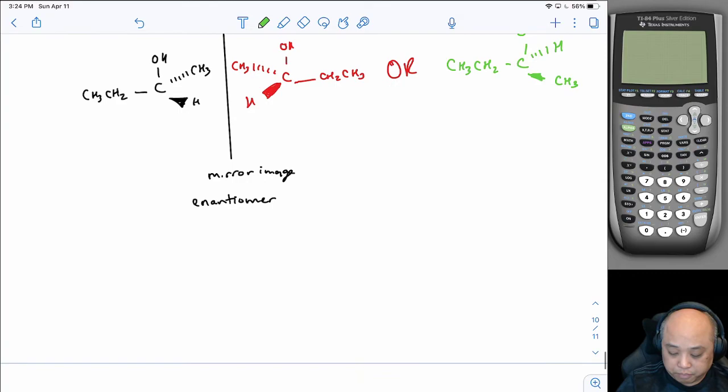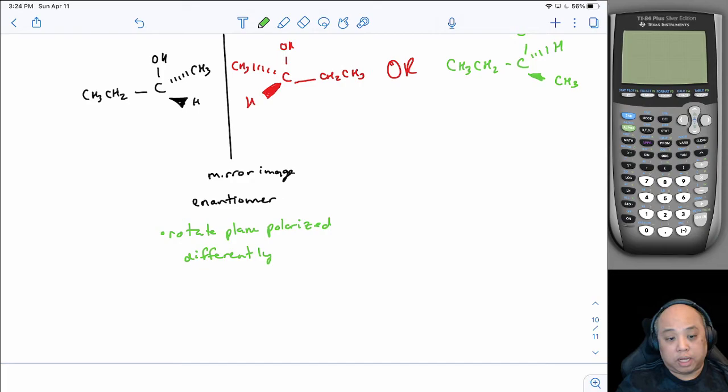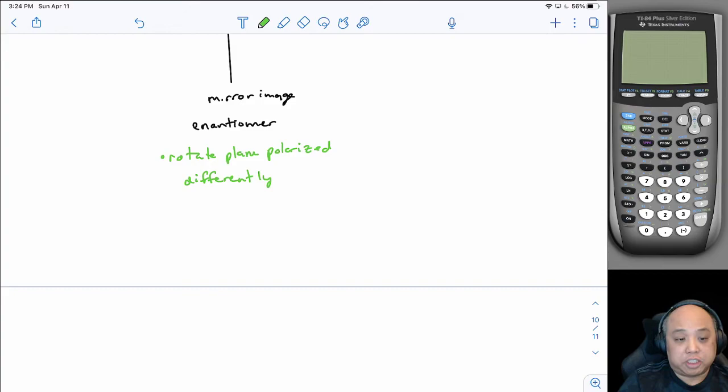But what makes this interesting is they rotate plane polarized light differently. One will rotate it clockwise and one will rotate it counterclockwise. We can't tell by looking at the structure which one's which. We actually have to put it into a system to measure that. So the keyword here, plane polarized light, is the main phrase.